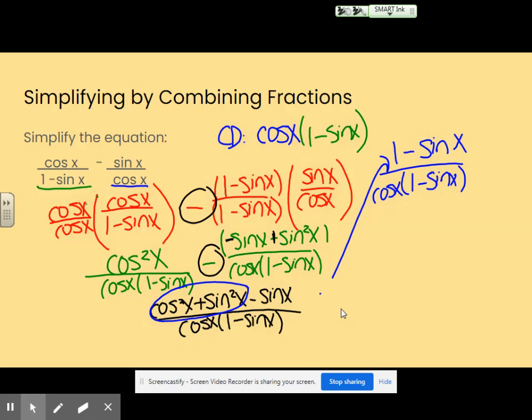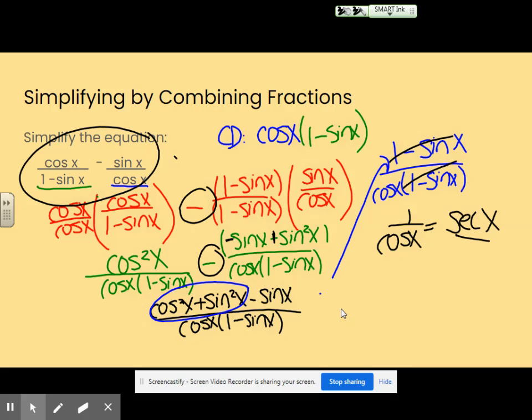What can I do from here? I see that I have a 1 minus sine x as a whole term in the numerator and in the denominator. I know anything over itself divides out to 1, and I can divide it out because it's in every piece of the numerator. There's only one numerator, right? What that leaves me with is 1 over cosine x, and I use my reciprocal identities to know that, okay, that's actually the secant of x. A lot of work to boil down 2 fractions down to secant of x.